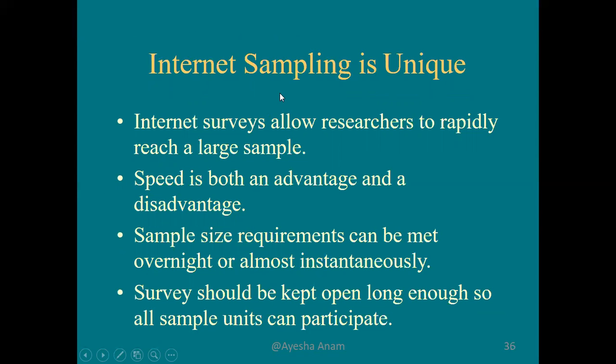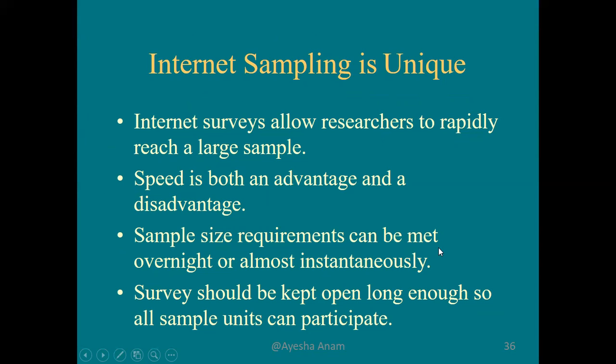Now, internet sampling. Internet surveys allow researchers to rapidly reach a large sample. You know how to collect the data using Google Forms. You can do surveys using the internet nowadays, and it allows researchers to reach a large sample. Speed is an advantage and also a disadvantage, because you get the data fast, but if people are filling a form and sending it to you quickly, the data may also be unreliable.